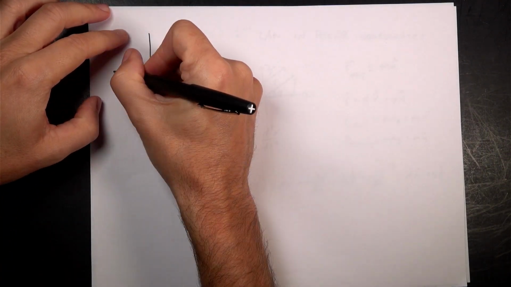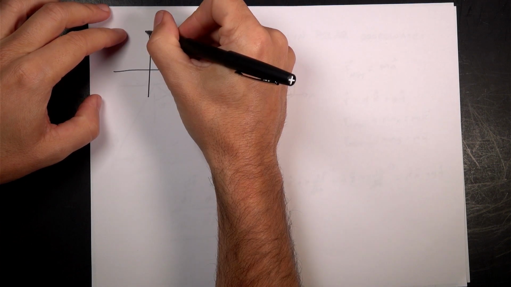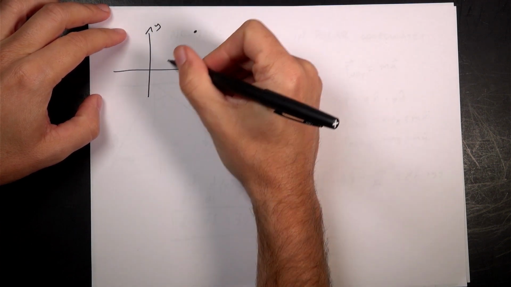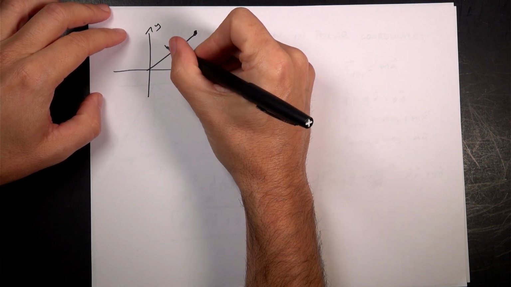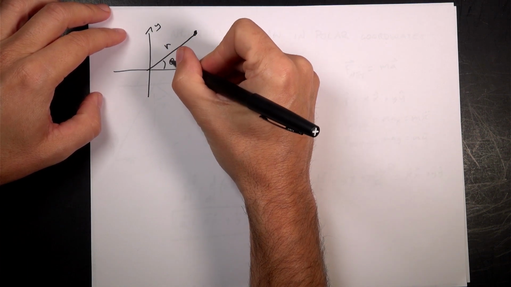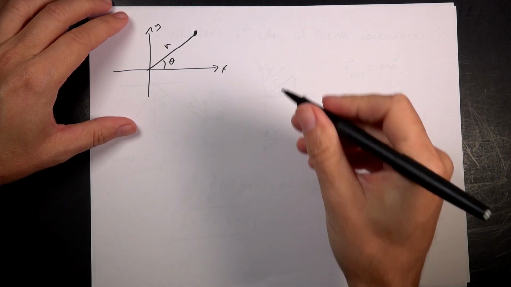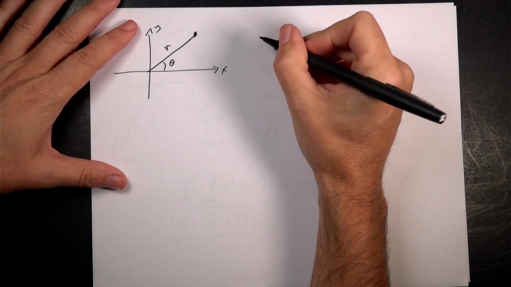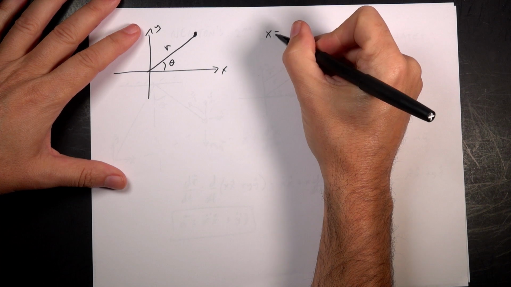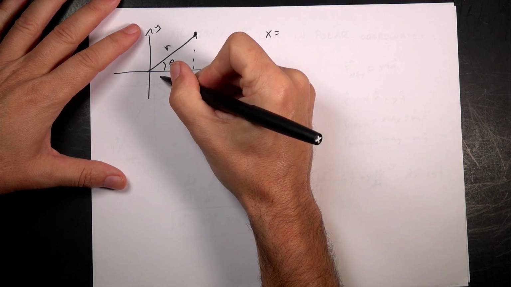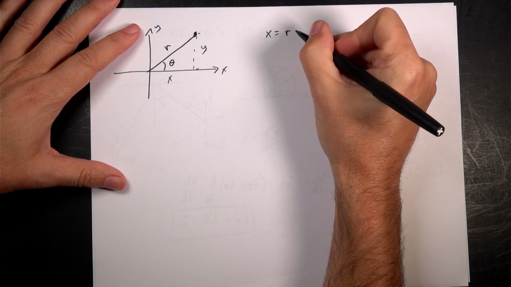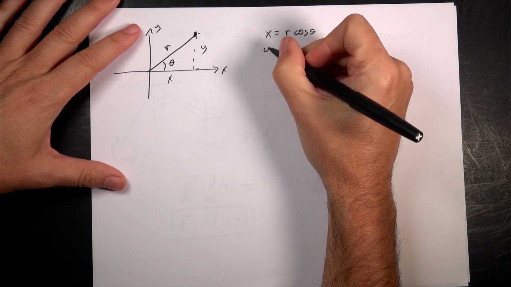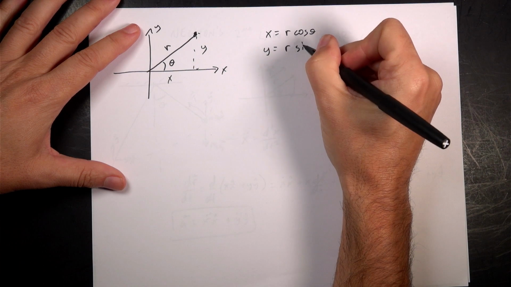So let's go back over to this situation. Here's the x direction. This is the y direction. Here's some particle. It has a vector position r, but I represent that with polar coordinates r and theta. And I know the relationship between these. I know x is this value, and this value is y. So x equals r cosine theta, y equals r sine theta.